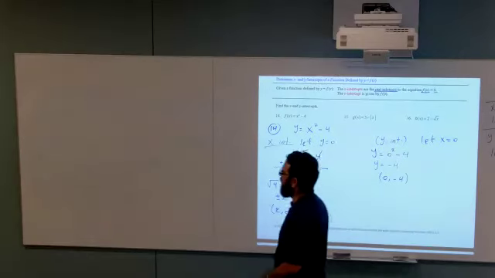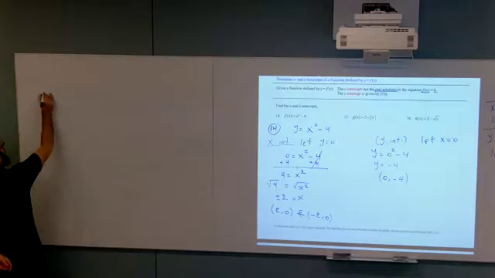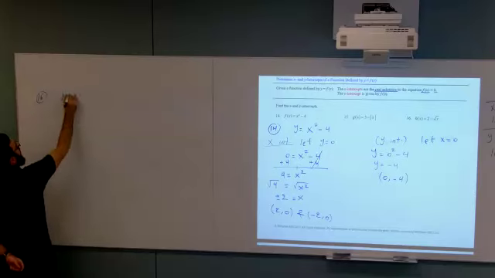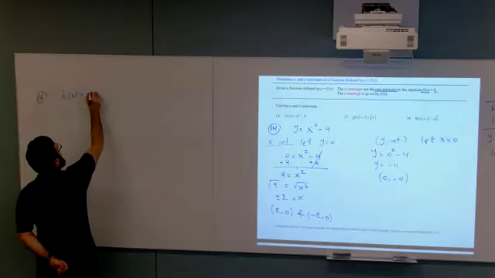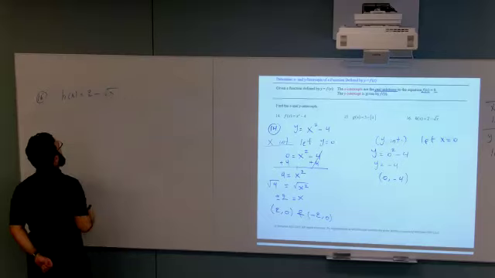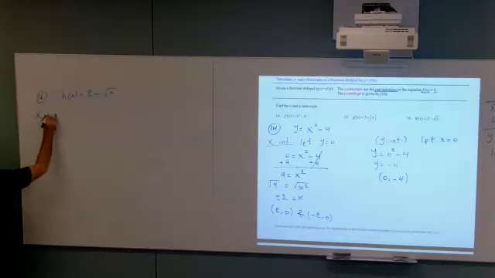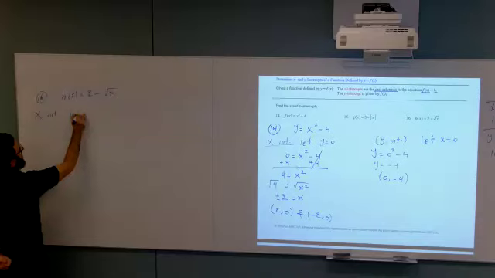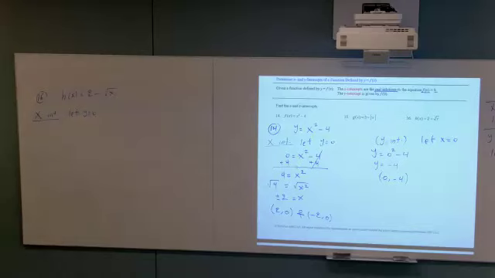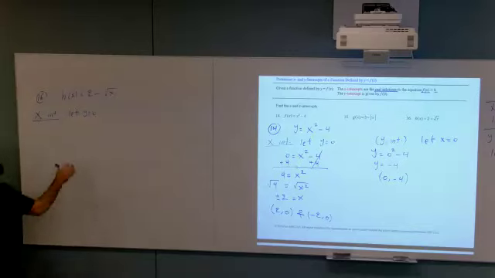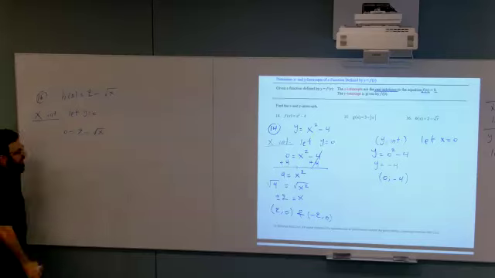Next one, number 16. h of x equals 2 minus square root of x. We need to find the x-intercept and y-intercept. So for the x-intercept, where's y? h of x is the same thing as y. So 0 is going to be equal to 2 minus square root of x.